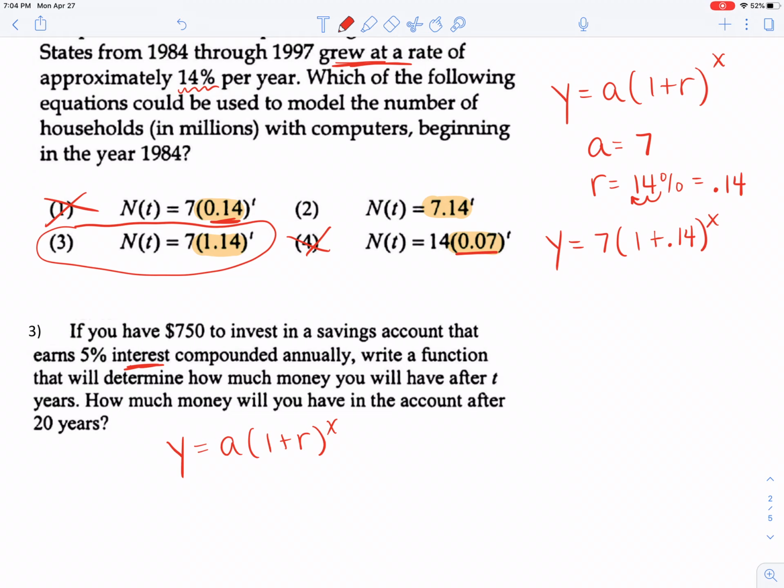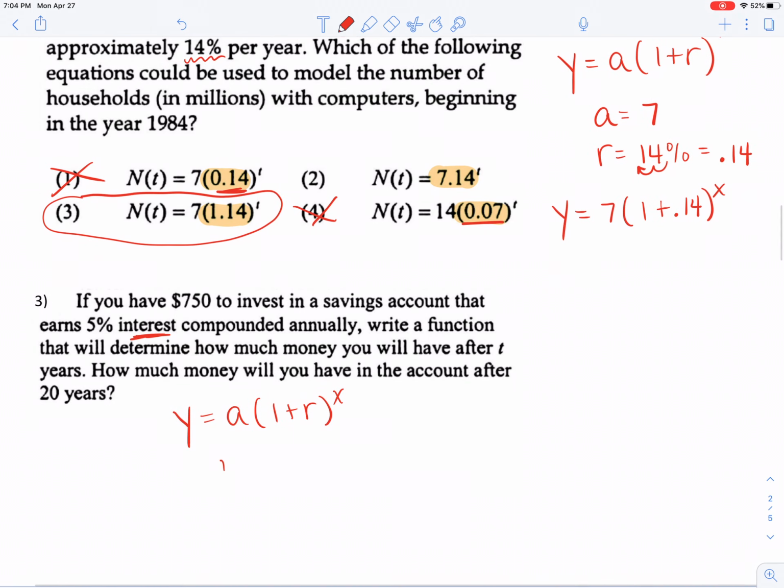If it's talking about decay, the only difference is it's 1 minus r instead of 1 plus r. You're starting with how much money? $750. What's the rate? 5%. However, you have to change that to a decimal. Changing 5% to a decimal, you move the decimal 2 places to the left, and you have to remember to put it as 0.05, not just 0.5.